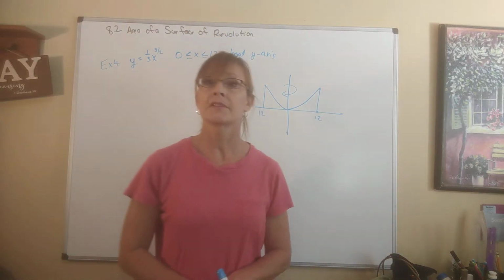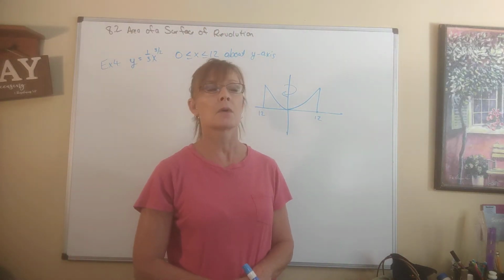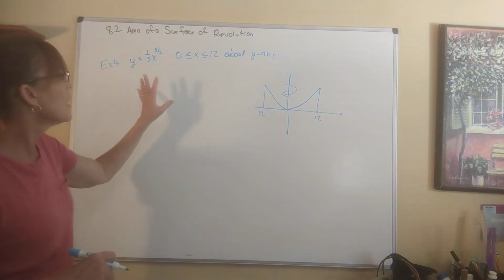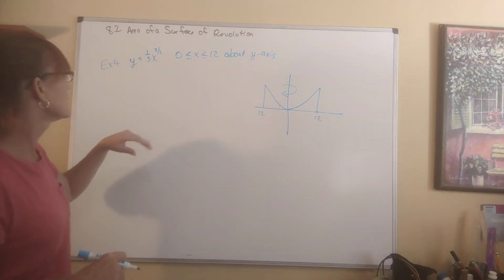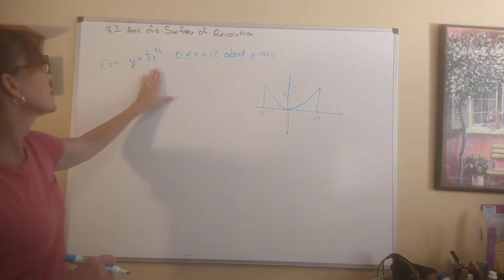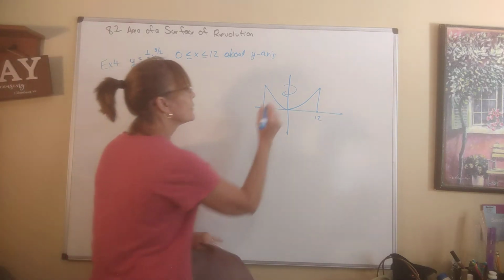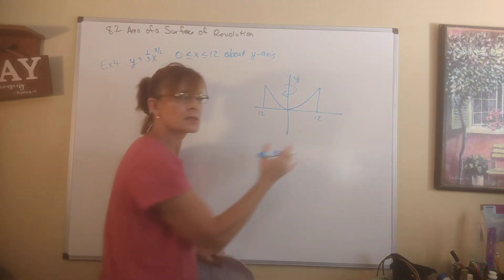Okay, last example, example 4, and in this one I wanted to do one where we rotated about the y. So they say, calculate the surface area generated by rotating this curve about the y, from x is 0 to 12. So, if we rotate about the y, what changes in our setup?